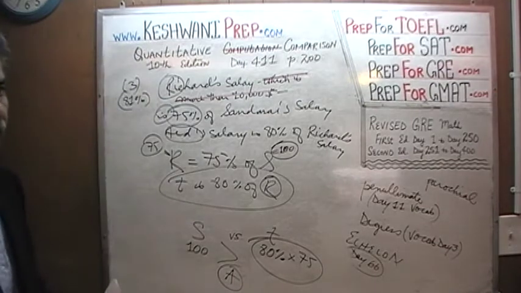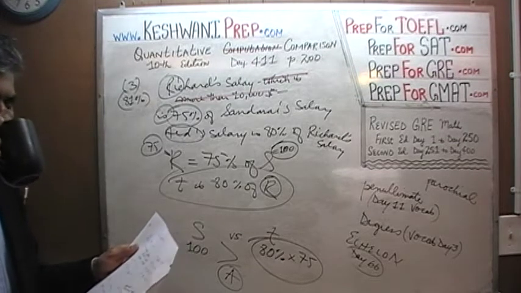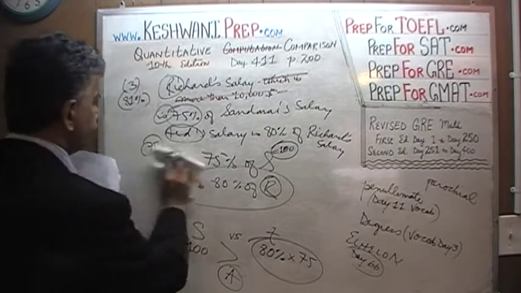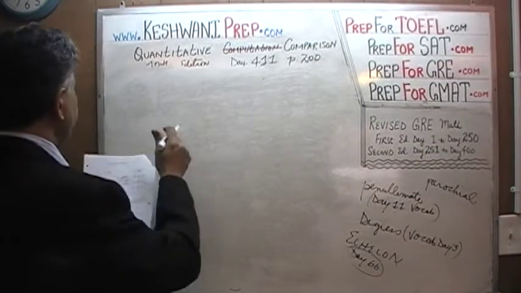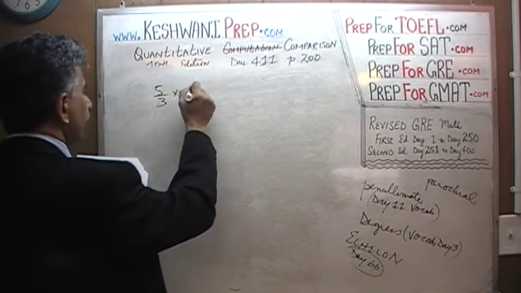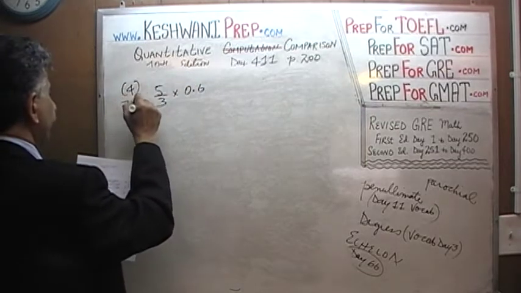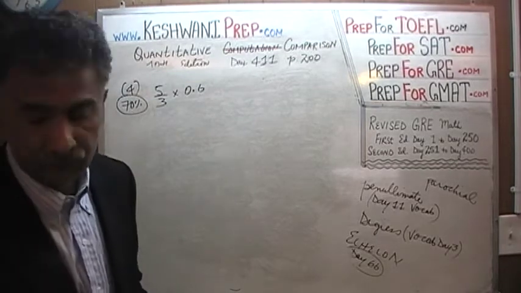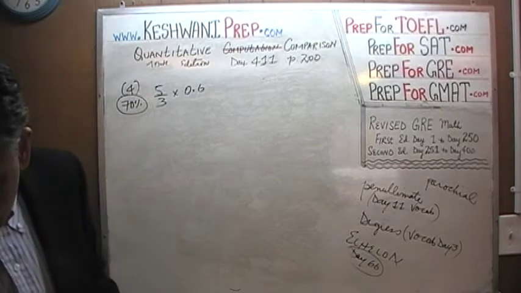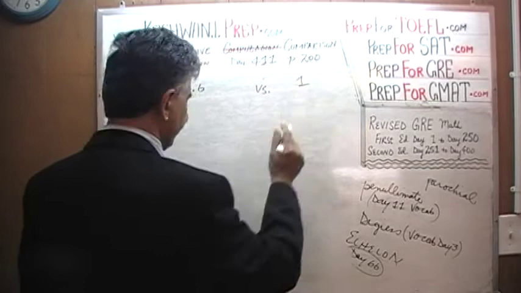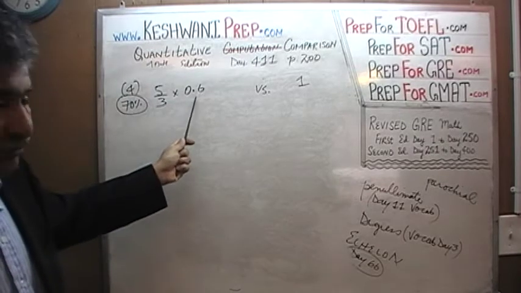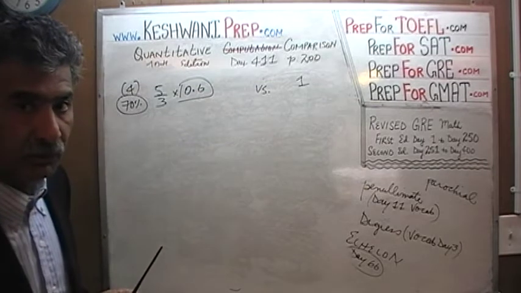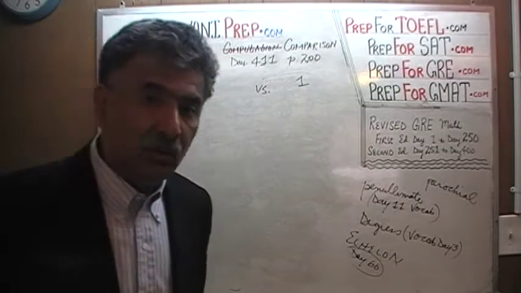Let's continue. Question number 4. We have to compare 5/3 times 0.6, we are told. This is number 4. 70% of people who took the exam got this question right. We are being asked to compare 5/3 of 0.6 versus 1. Well, what they want to see here is, do you know your fifths? This has to do with knowing your fifths.